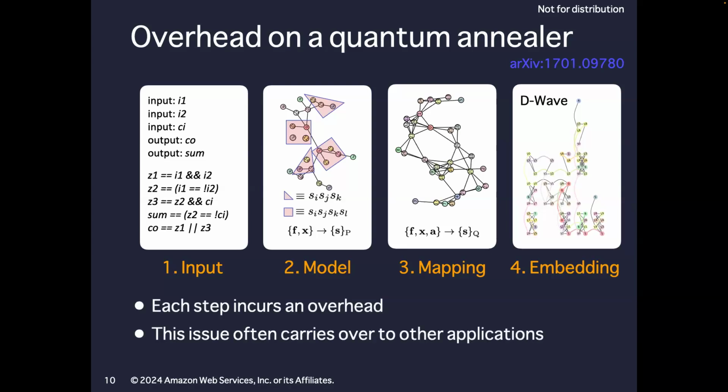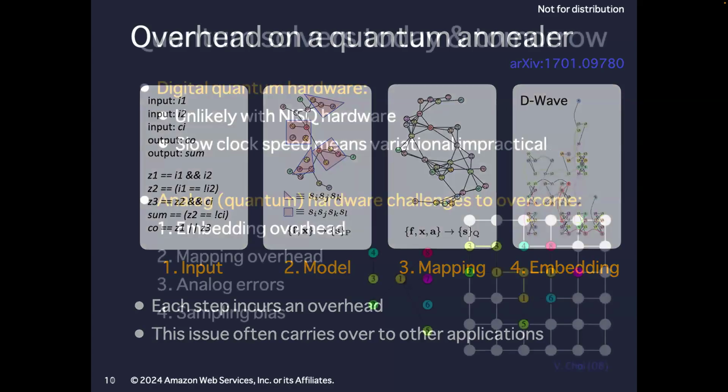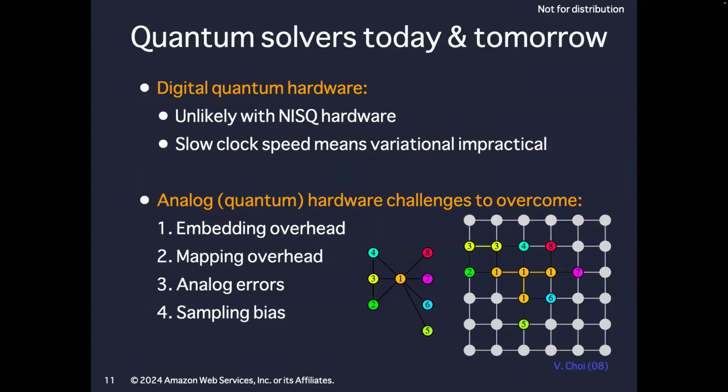So as I said, each step incurs an overhead, and this carries over to other applications. Not all of them, but many. And I'll show you later a couple of applications that are natively QUBO, or actually one. So what about quantum optimizers today and tomorrow?